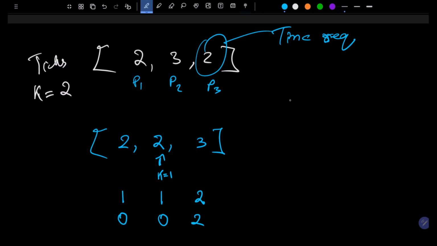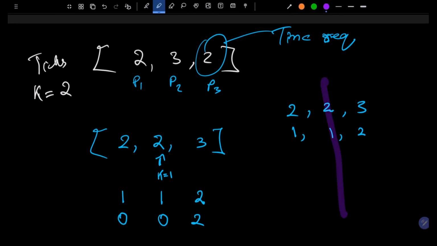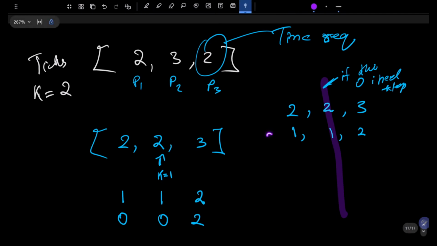Initially it was 2, 2 and 3. I'll say okay, buy one ticket, reduce your count, buy one ticket, reduce your count, buy one ticket, reduce your count. I'm just keeping track of this person. If this person becomes 0, I need to stop. So I have reduced in my one pass.